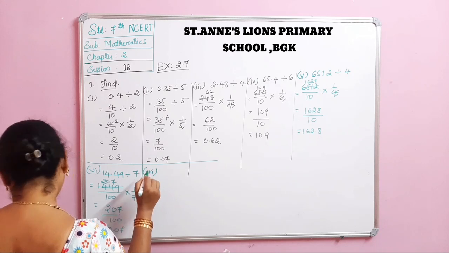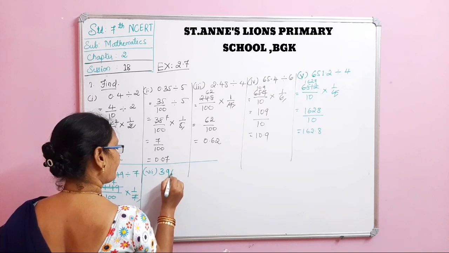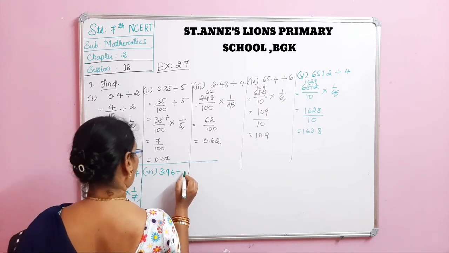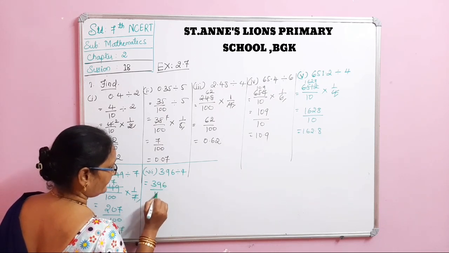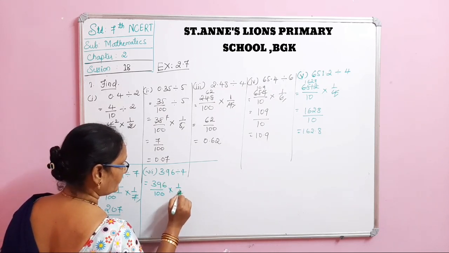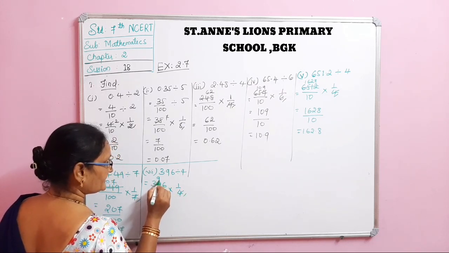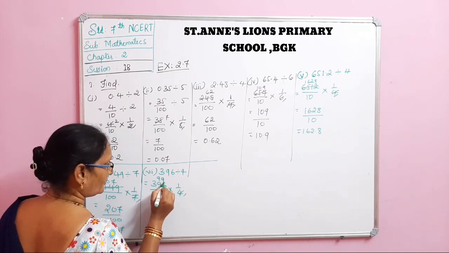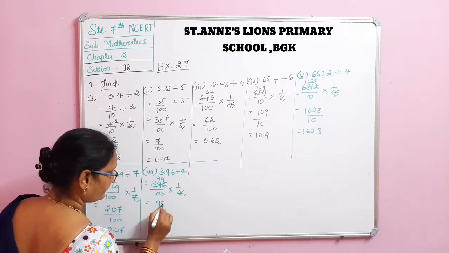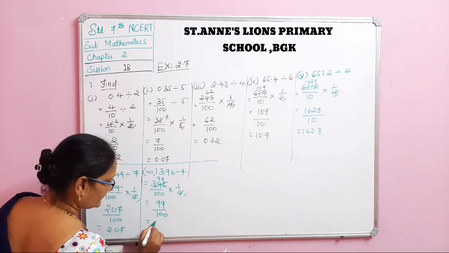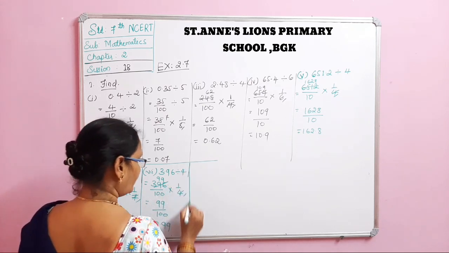Next, seventh one, 3.96 divided by 4. 396 by 100 into 1 by 4. 4 ones are 4, 4 nines are 36. 3 remained. Again 4 nines are 36. So 99 by 100. That is 0.9900 is there, no? Two places we have to leave.